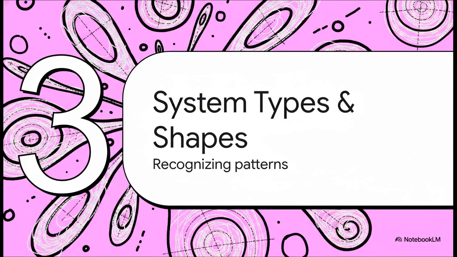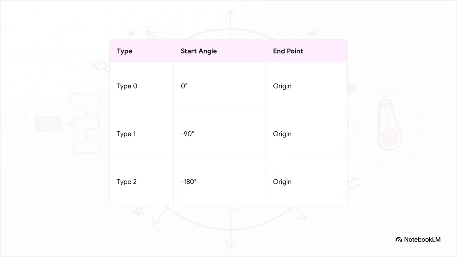Moving on to part 3, system types and shapes. This is where it gets really visual.